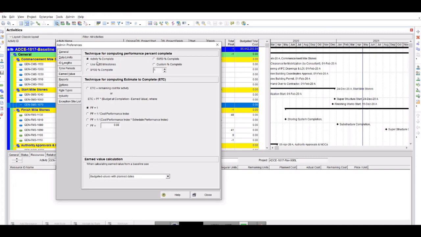How it calculates, I need to go into the percent complete just to give you a little overview of that. Technique for computing estimate to complete. I said there are several conditions and formulas we can calculate. Estimate to complete is equal to remaining cost for the activity. Or estimate to complete is equal to budget at completion, which is the baseline data, meaning the project budget, minus the earned value. This is one of the formulas. Performance factor, we have 4 types to consider. PF is equal to 1 upon cost performance, 1 upon CPI multiplied by SPI, or any other factor which you see better for the calculation.